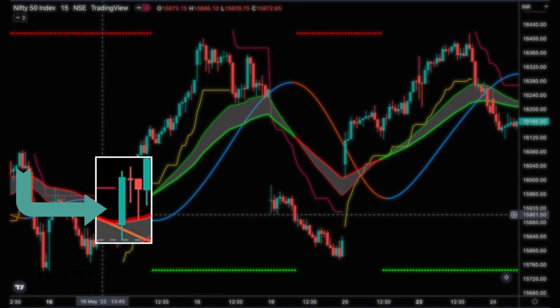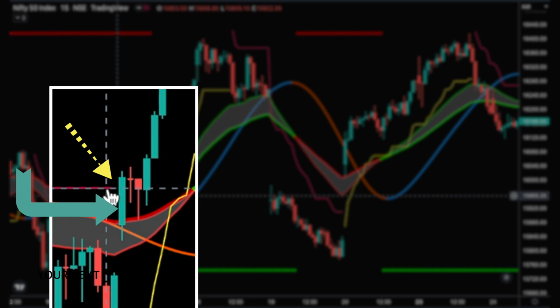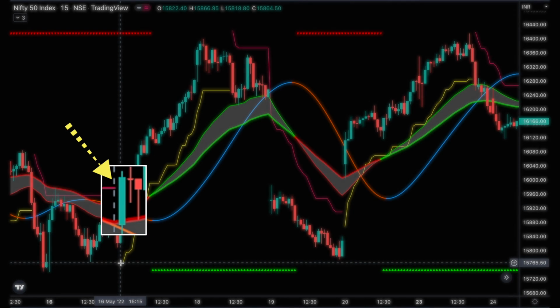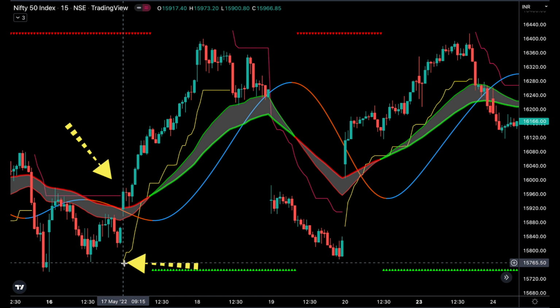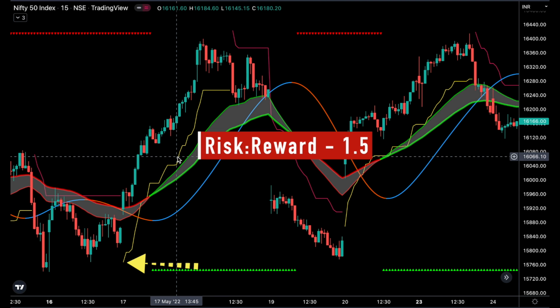Let's say we get a buy entry over here. We'll wait till the price crosses above the super trend, and then you can keep the lower part of the super trend as the stop loss and trail it, or go with a risk reward ratio of 1.5.